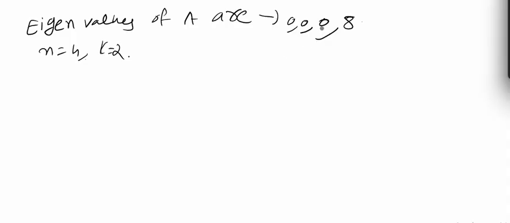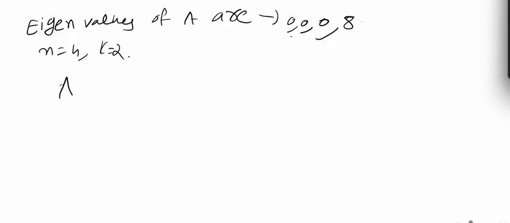Now, what are the distinct eigenvalues? 0 and 8 are different eigenvalues. How many eigenvalues does it have? 4. But it has only 2 distinct eigenvalues, because 0 is repeating and 8 occurs only once.